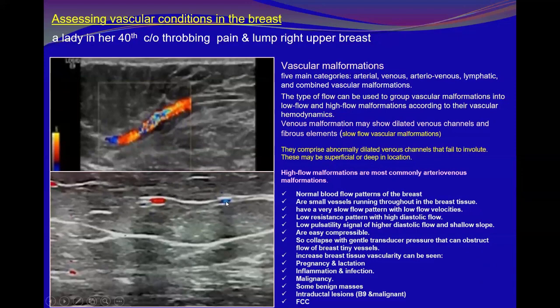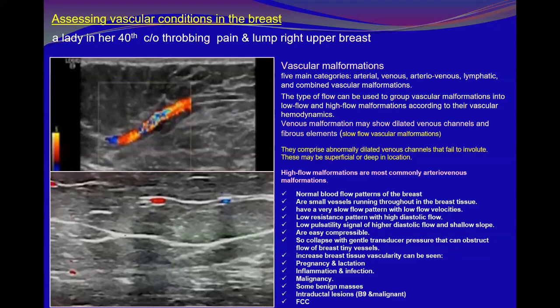Okay, look here. This is the Doppler on the breast, and as we mentioned earlier, look at the vessels: they are small, compressible, with slow flow. Generally, slow flow. The normal pattern in the breast is small vessels running throughout the breast, with very slow flow and low flow velocities. Okay, a low resistance pattern with high diastolic flow, as we mentioned, and low pulsatility, a sign of higher diastolic flow and a shallow slope. Okay, and easily compressible.